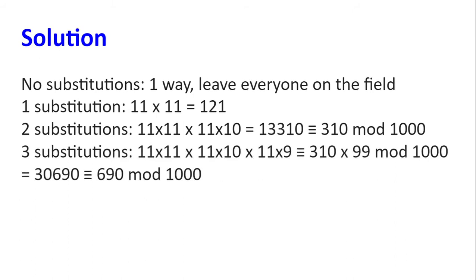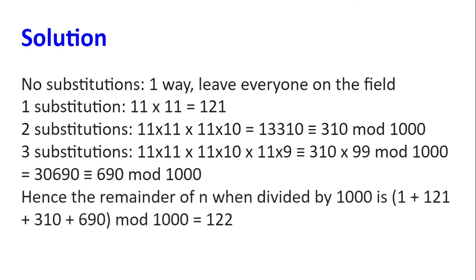When there are 3 substitutions, there are 121 possibilities for the first substitution, 110 for the second substitution, and for the final substitution, we can take any one of 11 players on the field and replace them with any one of 9 off the field, as 2 have already been substituted. This gives 310 multiplied by 99 mod 1,000, which is 30,690, which is 690 mod 1,000.